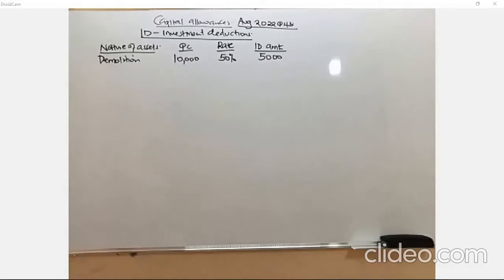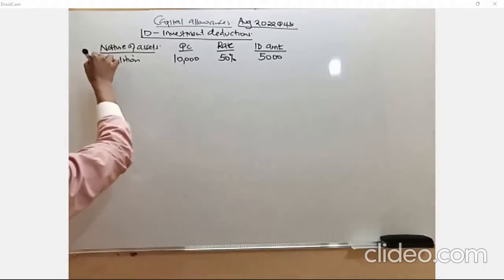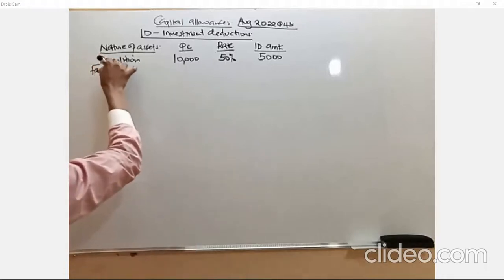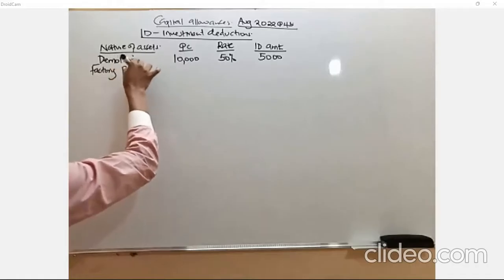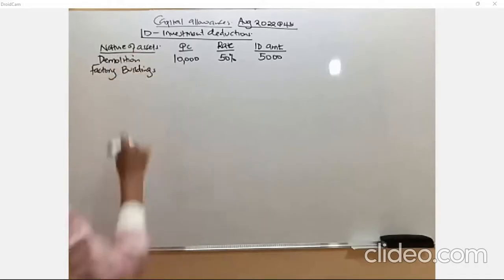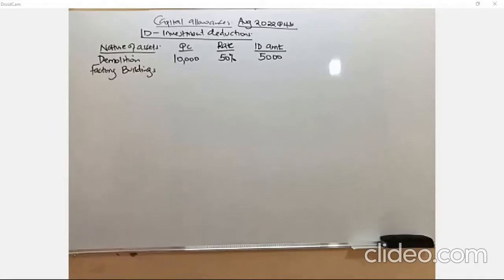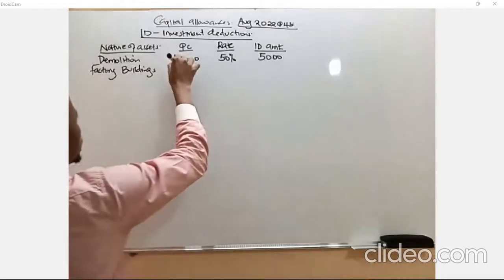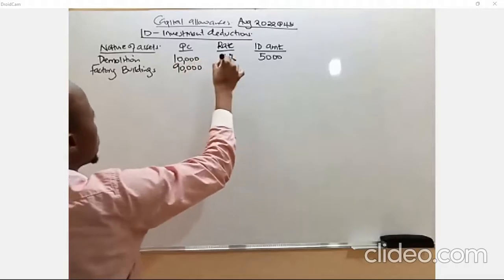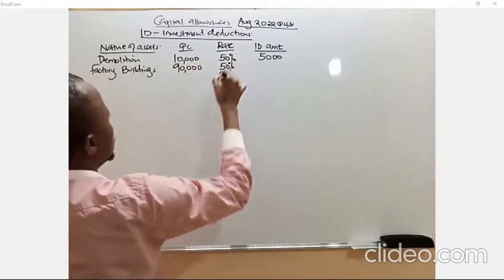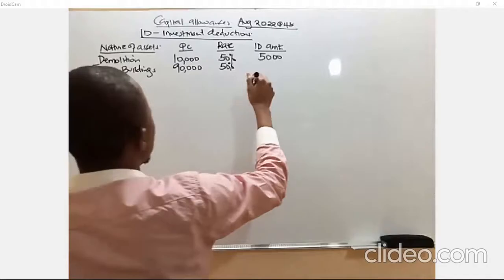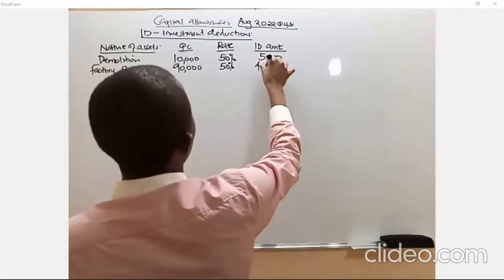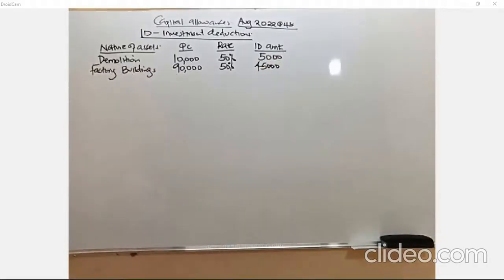They normally qualify for IBD. We have something called factory building there. So under the factory buildings, we look at the qualifying cost for the factory building. In this case, we have a qualifying cost of 9,000. Granted 50%, right? So 90% of 50%, I think we're going to be getting 45,000.